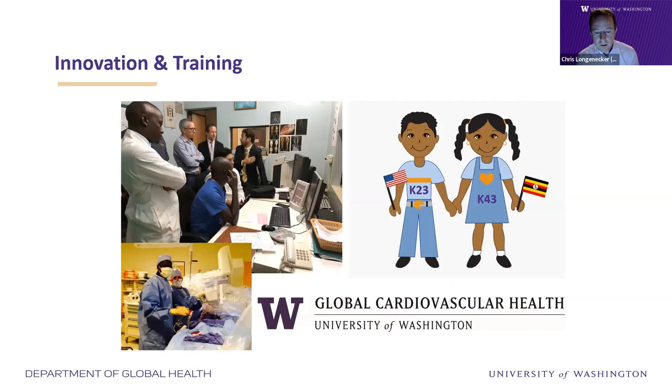Something that we care a lot about at the University of Washington is training. And in our new Global Cardiovascular Health Program, we've wanted to think a lot about reciprocal training opportunities, not just reciprocal innovation. One idea that we've had is to pair K43 Fogarty awardees in low and middle income countries with K23 awardees here in the United States to think about how each of their projects might inform the others, and to actually bring people from LMICs to the United States to learn about our healthcare system here, and vice versa. So happy to talk more about that as well in the workshops.